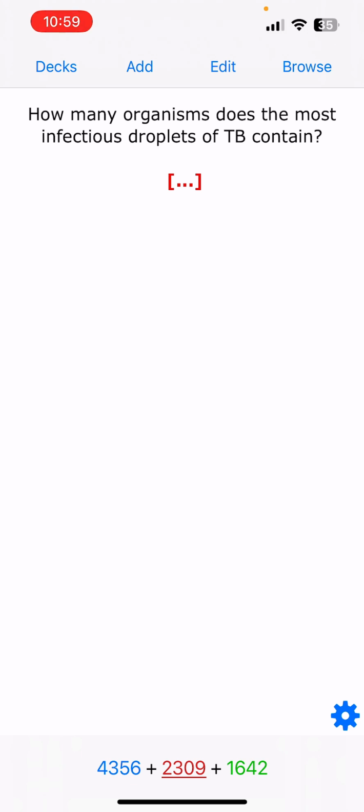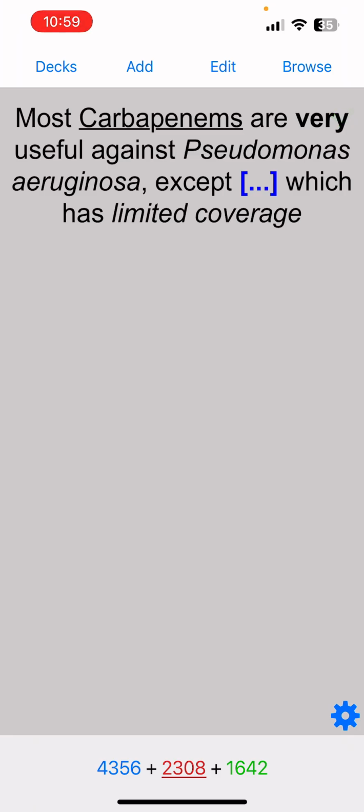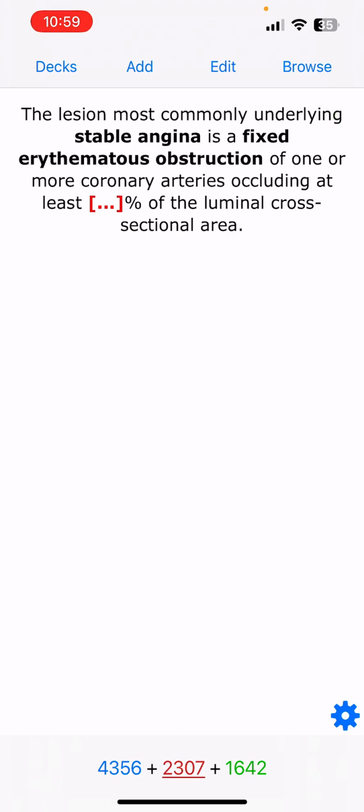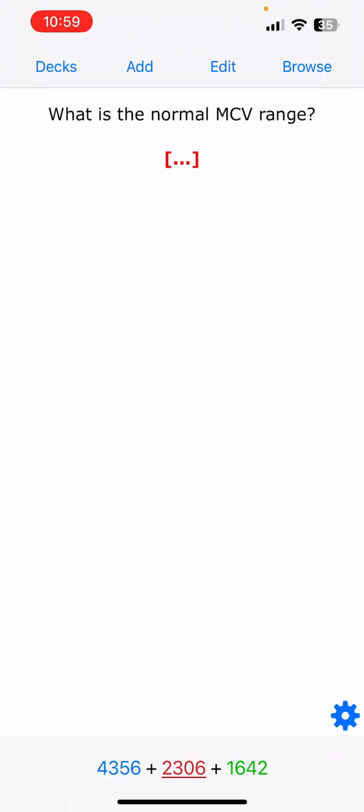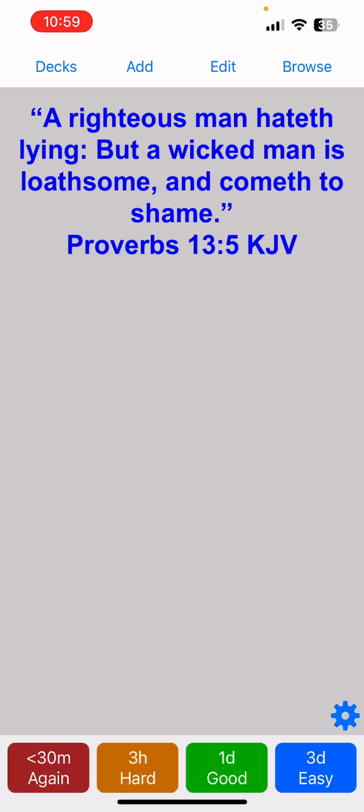How many organisms does the most infectious droplets of TB contain? 5. How do I remember that? How did I remember that? Normal MCV range is 80 to 100. Some sources say 75 to 80 to 95 or something like that. 80 to 100. All right, let's leave it on this quote.